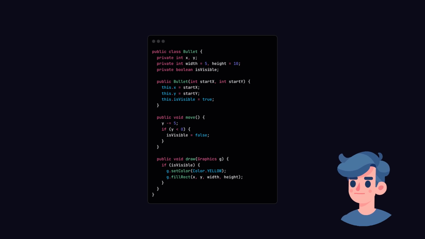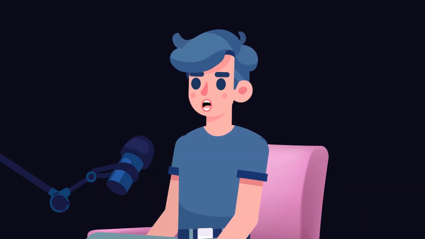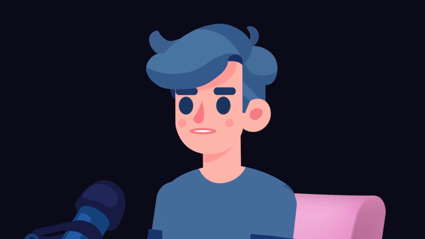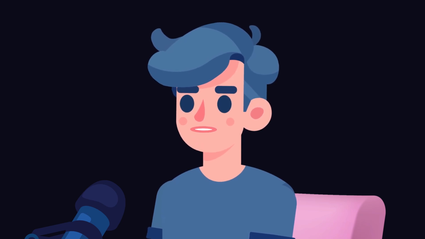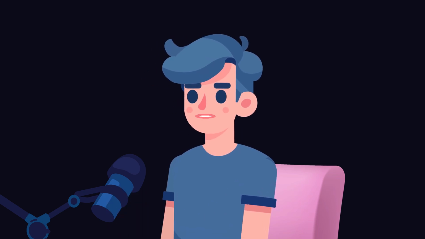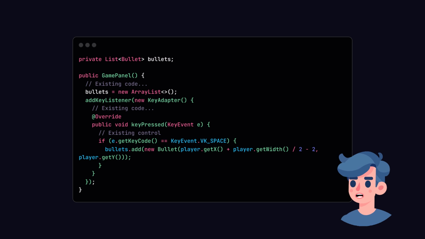To do this, we'll create another class, Bullet, which will encapsulate the properties and behaviors of the bullet. The Bullet class initializes its position and visibility. The move method updates the bullet's position upwards and checks if it has gone off screen to set its visibility to false. The draw method, like the player, draws the bullet when it is visible. Now, let's track multiple bullets in the game panel.